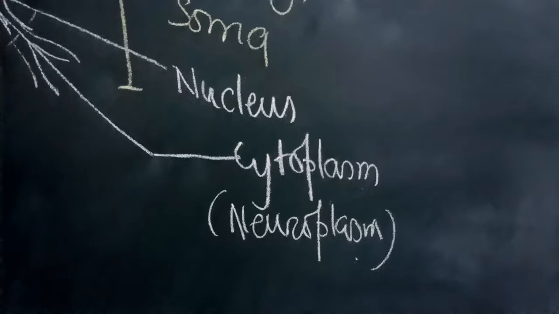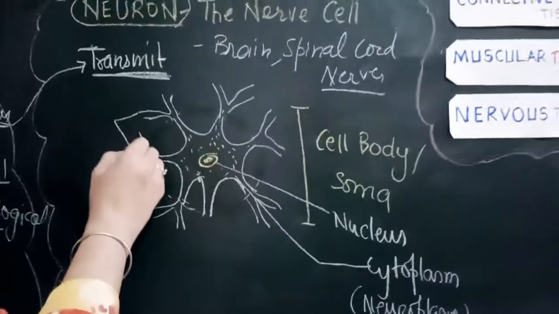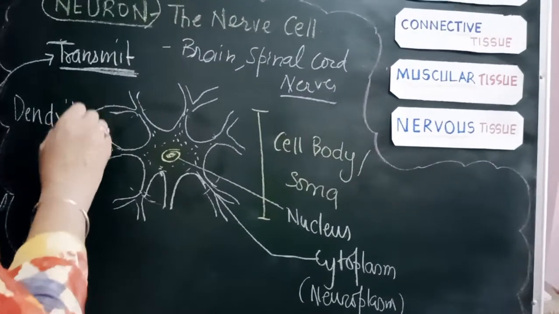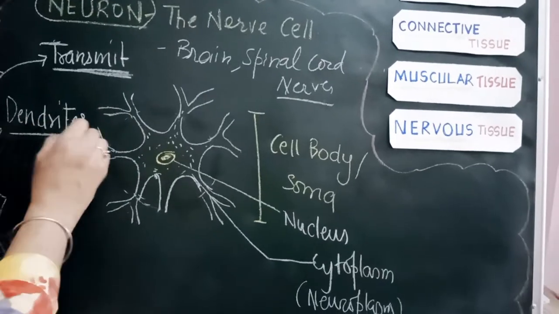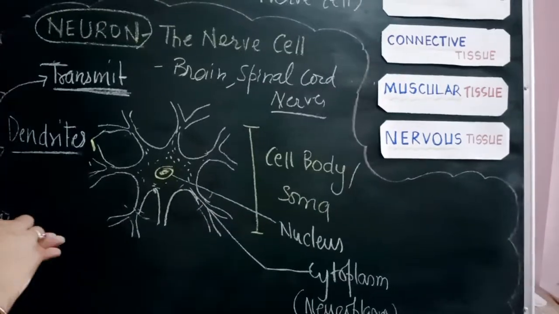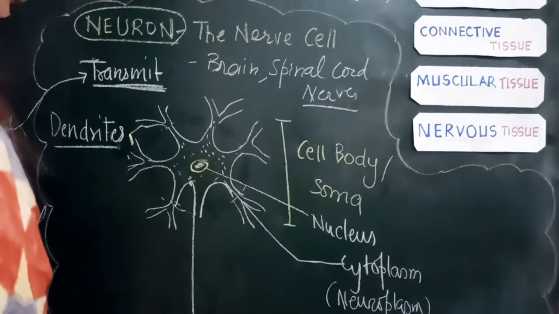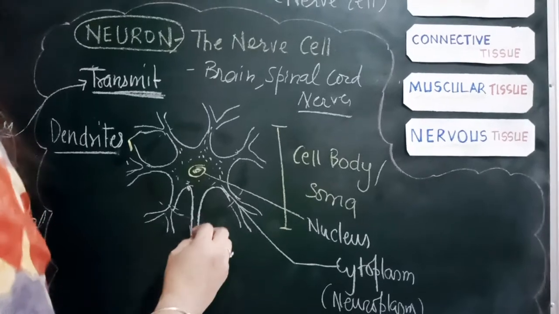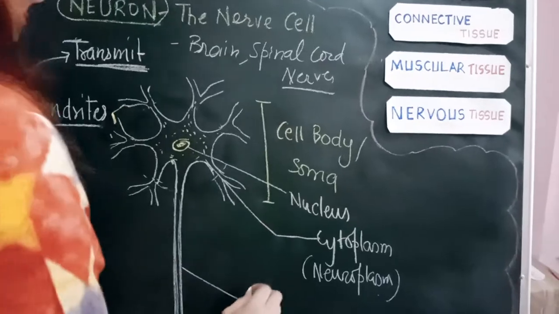From the cell body arises many short branches. These branches are called dendrites. They are small branches. And one branch is quite long, and it runs along the central axis of the nerve cell. Since it runs along the central axis, it is called the axon.